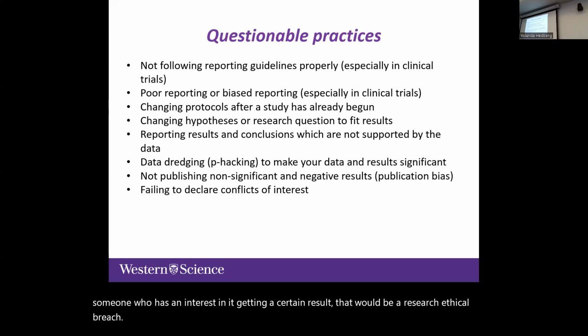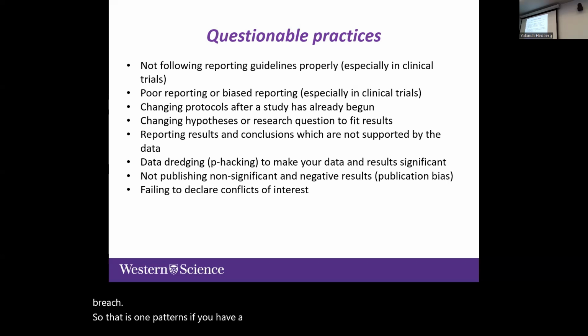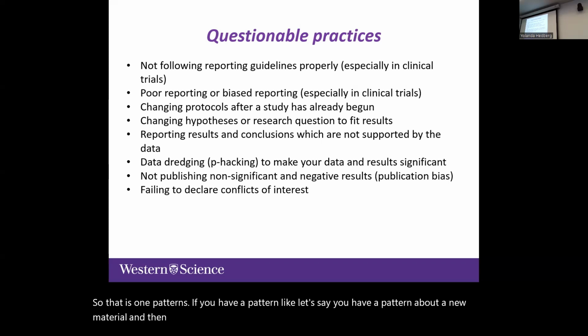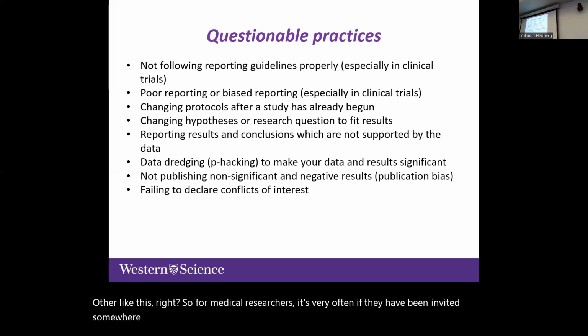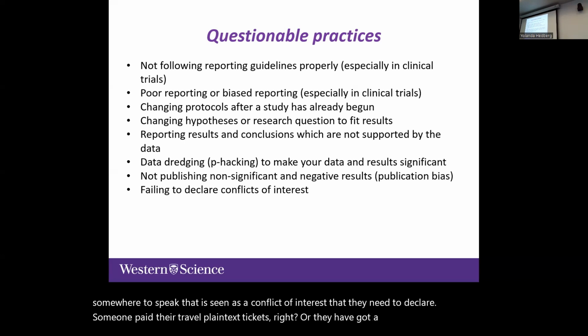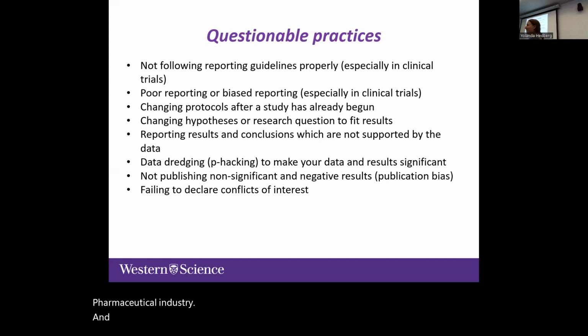So that is one. Patents. Let's say you have a patent about a new material, and then you publish a paper that says that this material is great, that would be a conflict of interest. A company spin-off that is going in that direction, right? Any other like this? For medical researchers, it's very often if they have been invited somewhere to speak, that is seen as a conflict of interest that they need to declare. Someone paid their travel plane ticket, right? Or they have got a wine from the pharmaceutical industry, and then they are writing a paper about their drug, right? That is a problem.